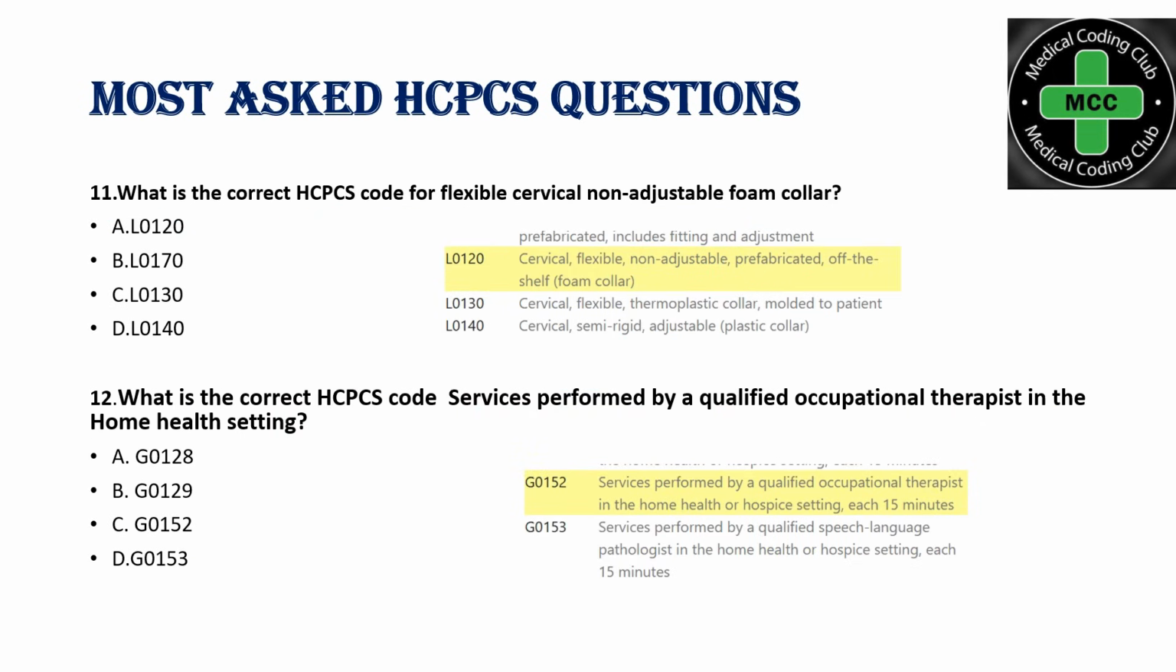What is the correct HCPCS code for a flexible cervical non-adjustable foam collar? You can check these options. This foam collar is utilized like a neck brace, and it is a soft foam material. So L0120, cervical flexible non-adjustable prefabricated, which means it is already made. So the answer is L0120.